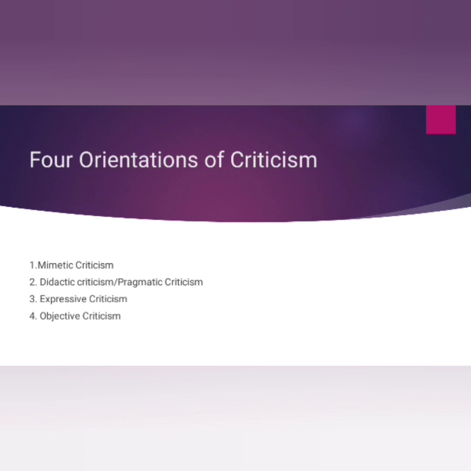The third one is expressive. It belongs to the romantic age, which says that poetry is the spontaneous overflow of powerful feelings and emotions. So it means that it is oriented towards the writer and the author. The fourth one is objective, and this orientation is more towards the text. This approach is used in the modern age, and it is being used till now.